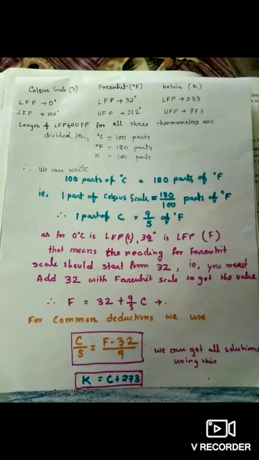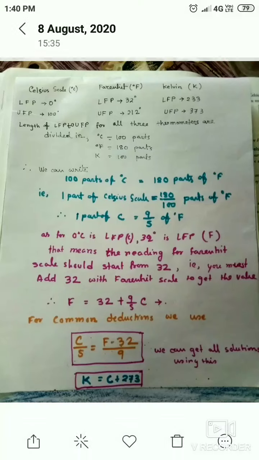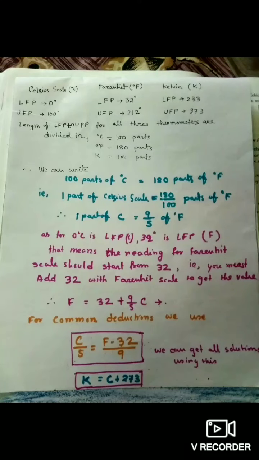Now see, the length from the lower fixed point to the upper fixed point for all three thermometers is divided into equal parts. For the Celsius scale, it is divided into 100 parts. For the Fahrenheit scale, it is divided into 180 parts, and for the Kelvin scale, it is again divided into 100 parts. But in all three thermometers, our starting points are different. So we can write 100 parts of Celsius equal to 180 parts of Fahrenheit.